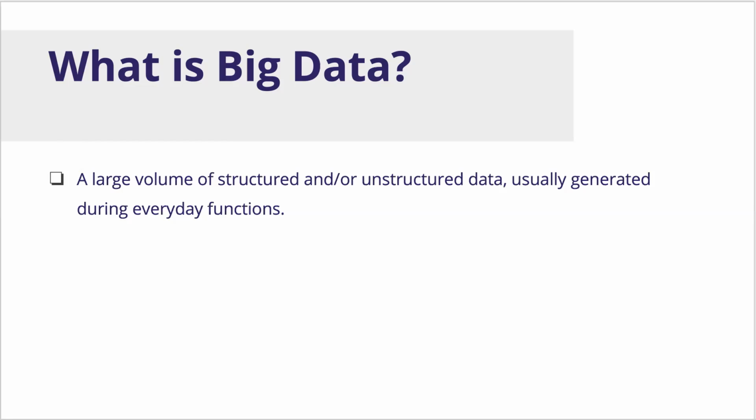Big data is a kind of umbrella, omnibus term to refer to a large volume of data. Could be structured, could be unstructured, could be both, that's usually generated during everyday functions. For example, there is a bicycle rental service where I live, and the company that runs this has GPS trackers on the bike. Now, the main purpose of those trackers is to find where the bike is in case someone steals it.